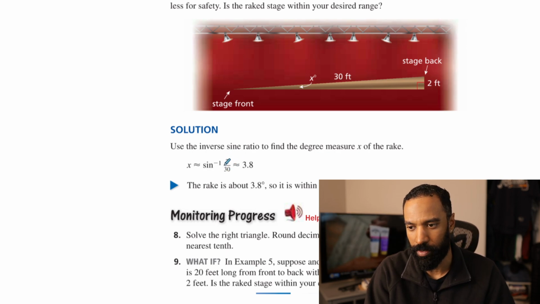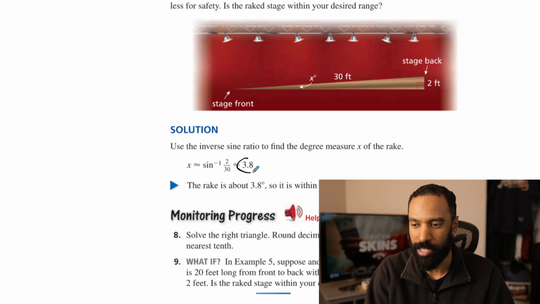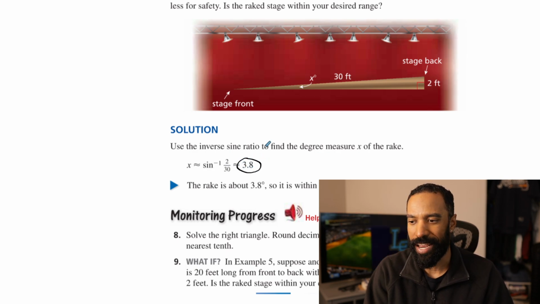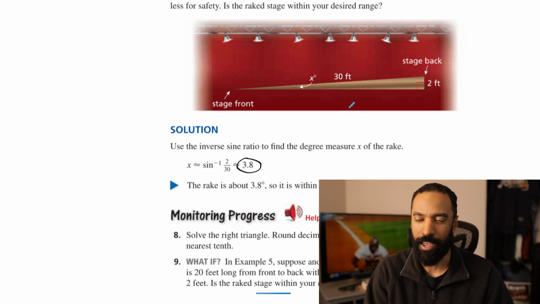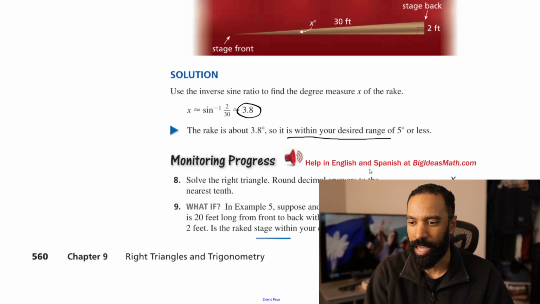You don't have to reduce to 1/15. But the inverse sine of 2/30 is 3.8. That's the number of degrees. That's not a ratio. So 3.8 degrees is within a 5-degree range. So it is within. We are all good on that problem.